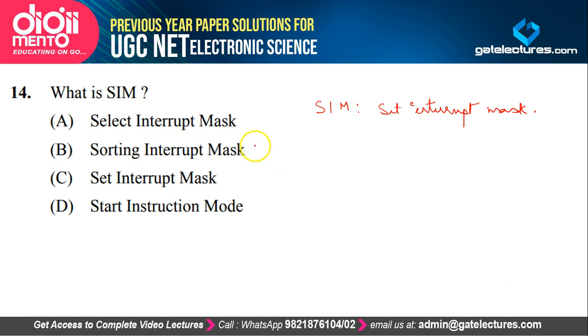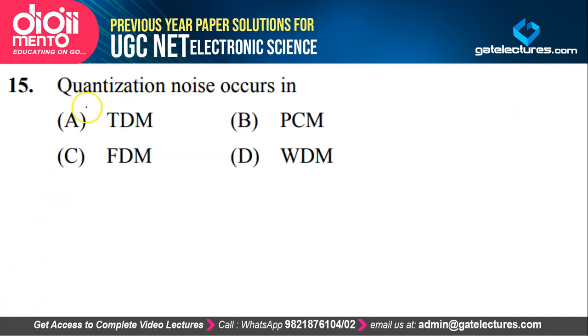What is going to happen with this SIM? You're going to give some values to store in the accumulator. After that, you give this instruction SIM. Then some interrupts can be masked or unmasked. So this is basically set interrupt mask. Fine.